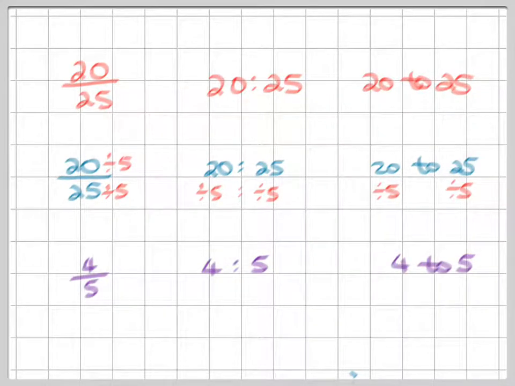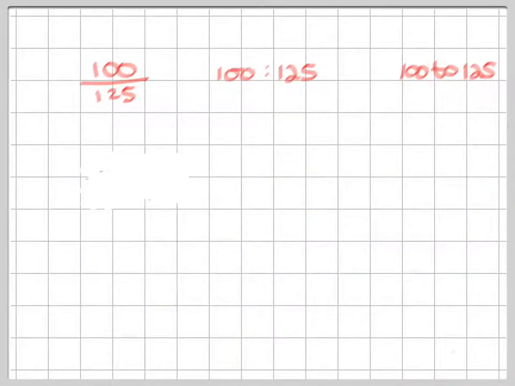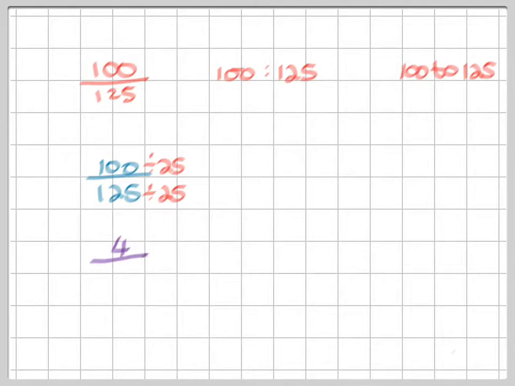Okay, let's just do one more. So if we have another fraction of 100 is to 125, and it's also written in a different format here, 100 to 125 and 100 to 125. The greatest common factor here would be, I think, 25, yeah. So we'll end up dividing that by 25, and 25 will go into 100 4 times, and it'll go into 125 5 times.